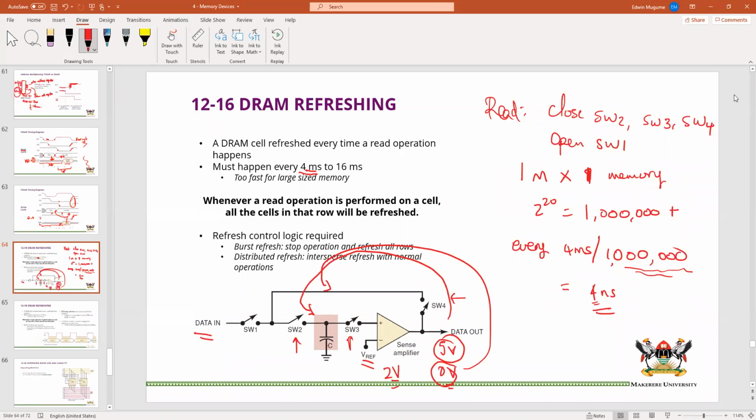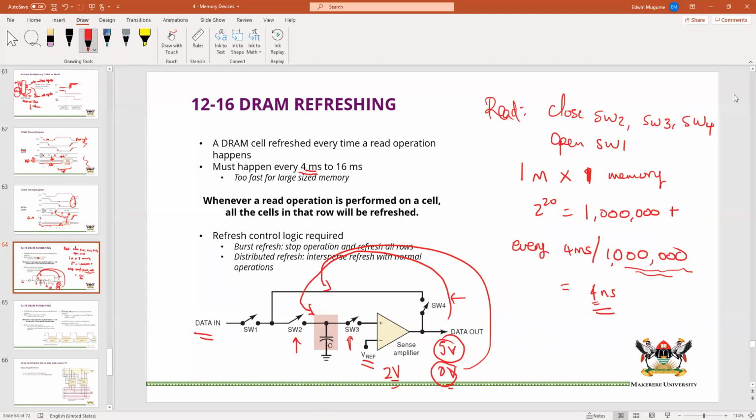And that is even before you perform any other operations, because the memory is there to keep data. So you may be reading. You don't have to read through every cell if the data you want is not there. But for us to refresh, you must read from every cell at a rate of 4 nanoseconds per cell. Now this is really impossible. It is too fast, and it would never leave you any time to perform anything.